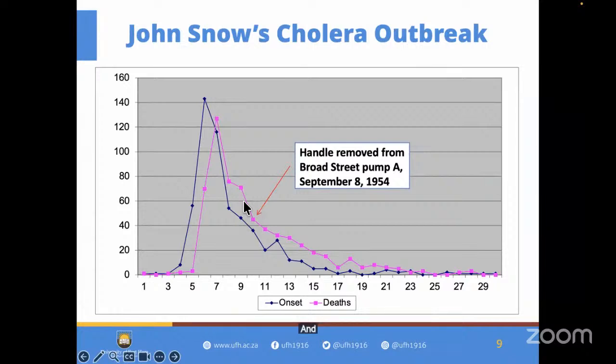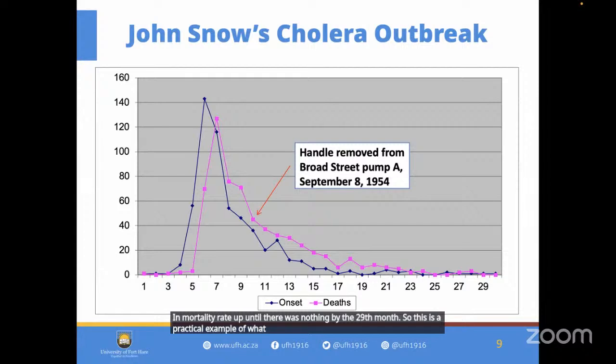And as you can see from the graph, we suspected that John Snow introduced the removal of the tap handle by the 7th month. And then you can see there's a decline in the disease. There's also a decline in mortality rate up until there was nothing by the 29th month. So this is a practical example of what epidemiology is all about.